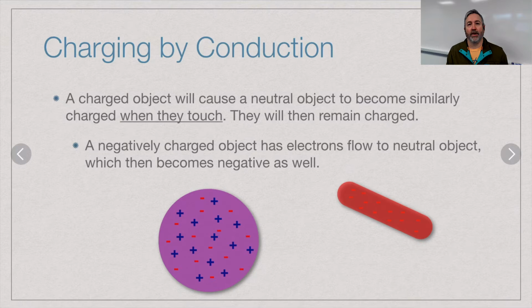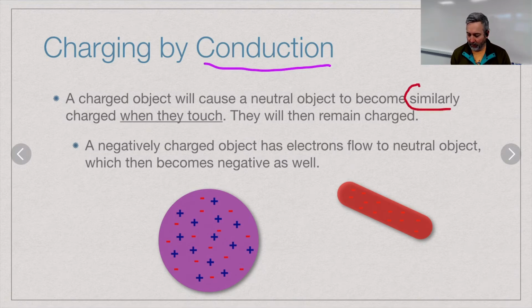When we talk about conduction, conduction is when we touch something and it allows electrons to transfer back and forth. So it's actually transferring electrons. When we talked about polarization, the electrons don't move from one object to another. They are staying in the same object, but they're moving from one side of the object to another. Conduction has to have a touch. And conduction will cause the objects to become similarly charged.